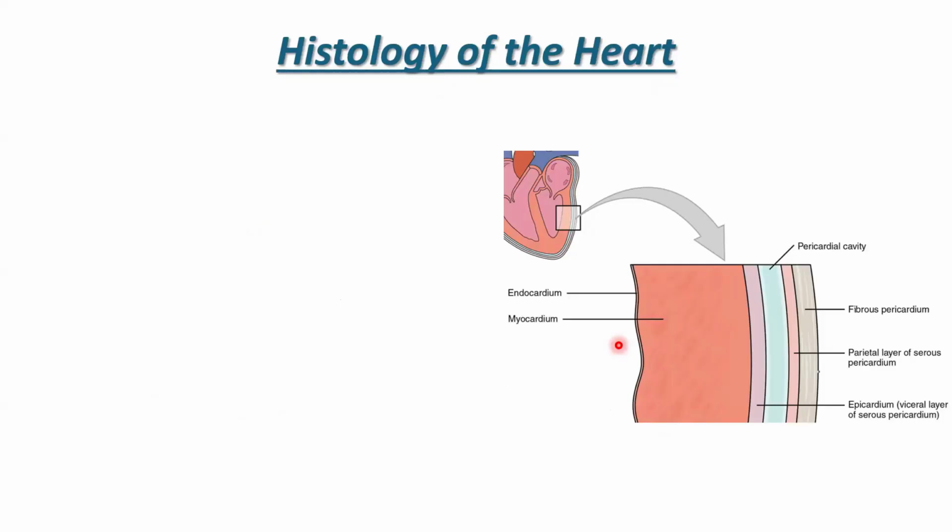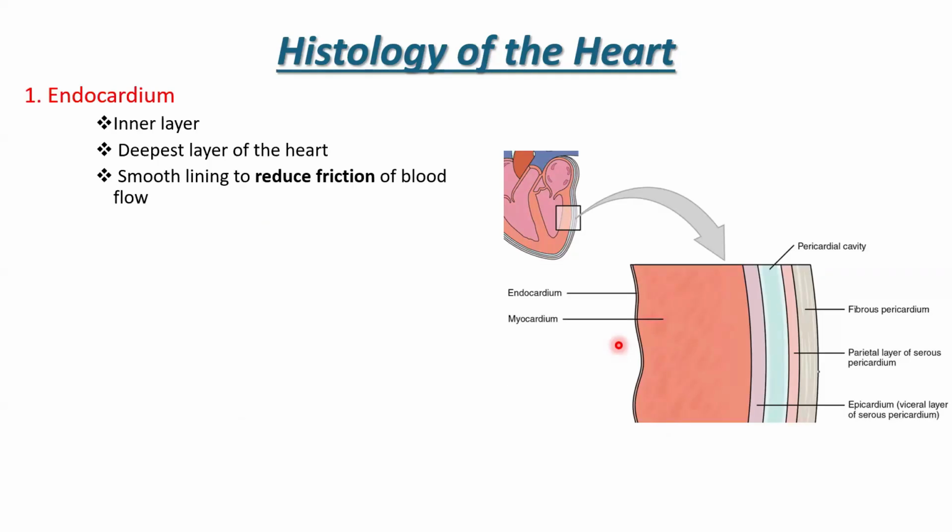In terms of histology of the heart, histology means the study of tissue. So we know ideally the heart has walls. It has three walls. One of them is the endocardium. The endocardium is this lining that you can see here. It's very thin, and it's actually the innermost layer.